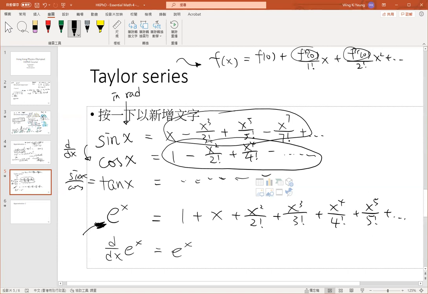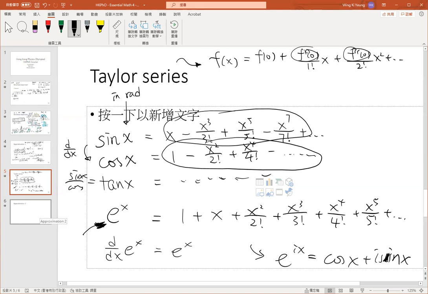And then you can also show that by using the Taylor series of sine x, cosine x, and e^x. You can also show that e to the power ix equals cosine x plus i sine x. Okay, it will be left as homework. Ha ha ha. So every difficult proof is left as homework. Right? Very good. So these are the Taylor series that you may need to know about.